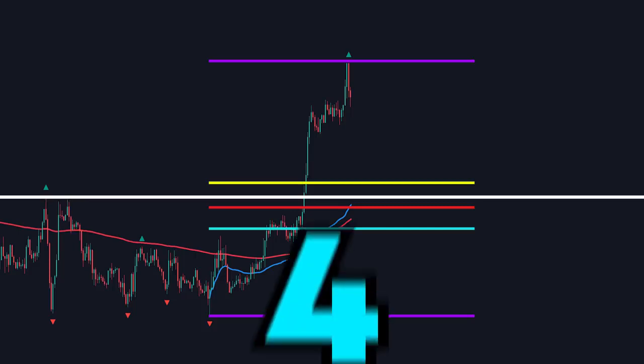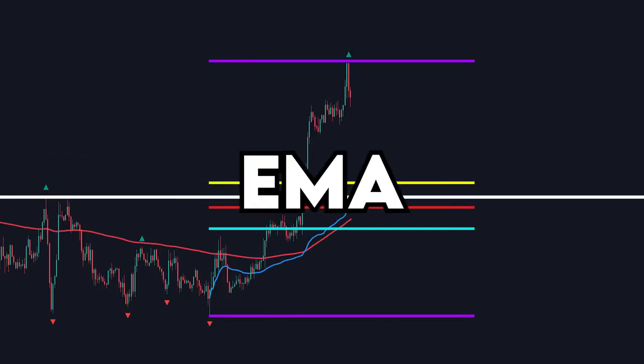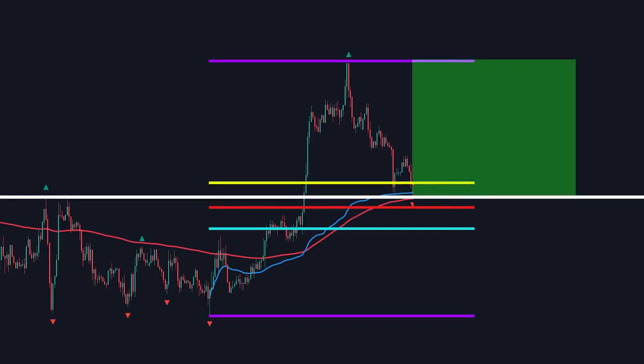So now we have 4 confluences: the golden zone, the retest, the EMA, and the VWAP, which means price has an extremely high probability of bouncing exactly at this point. I like setting my take profit at the high of the move and setting my stop loss right below the golden zone. And just like that, price bounces perfectly at the golden zone and hits our take profit just like we planned. And that's how I use the Fibonacci to find profitable trades.